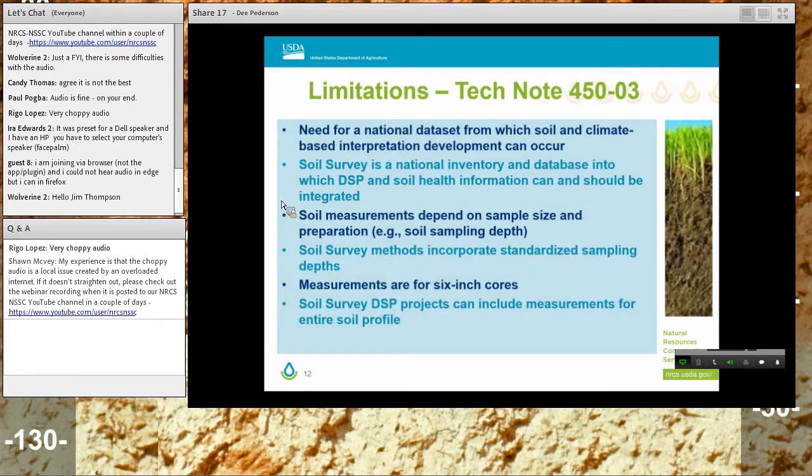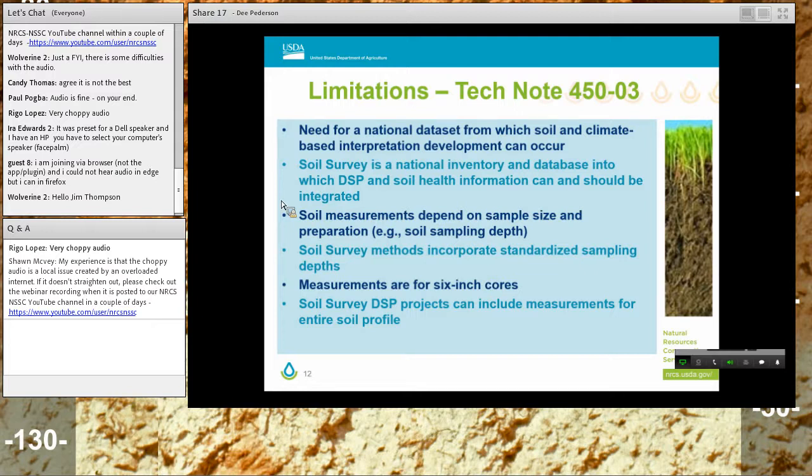The Tech Note highlights the need for a national data set. This is under the limitations heading in that Tech Note. And soil survey is a national data set. The need for a national data set from which soil and climate-based interpretation development can occur. So soil DSP and soil health information can and should be integrated into that soil survey national data set.